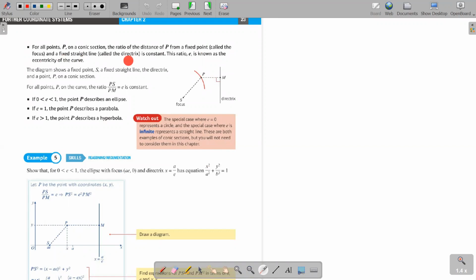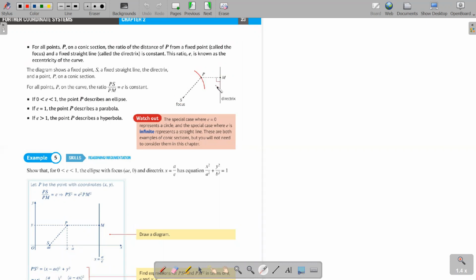I just reminded you about the focus and the directrix. The distance from the fixed point, the focus, to the curve, and from that point to the fixed straight line called the directrix, has a constant ratio. This ratio e is known as the eccentricity of the curve. Eccentricity is the ratio between the distance of the point on your curve to the focus and the perpendicular distance from that point to the directrix.